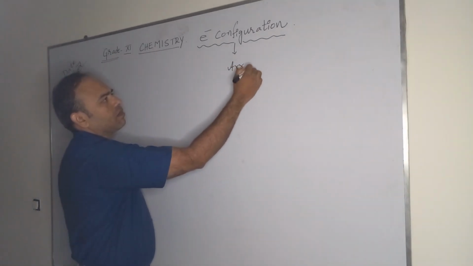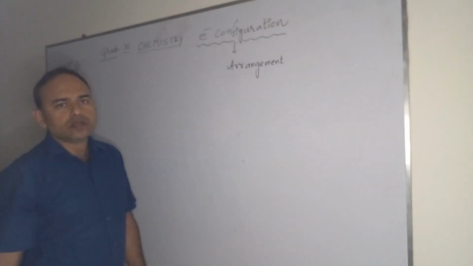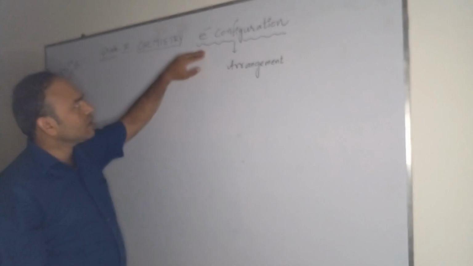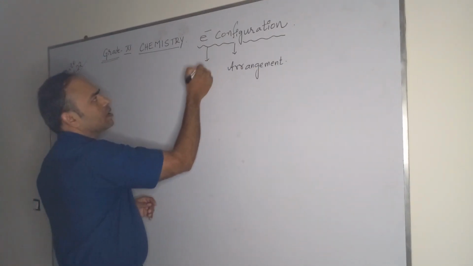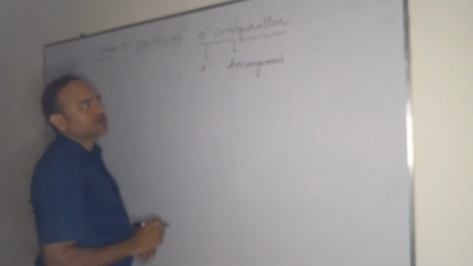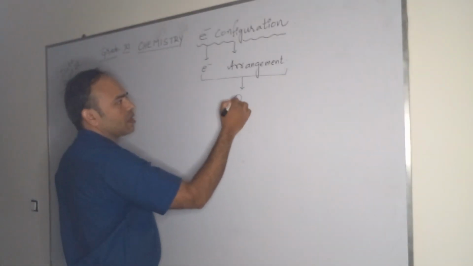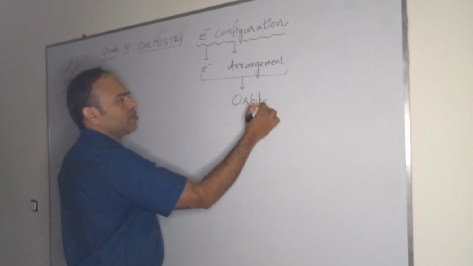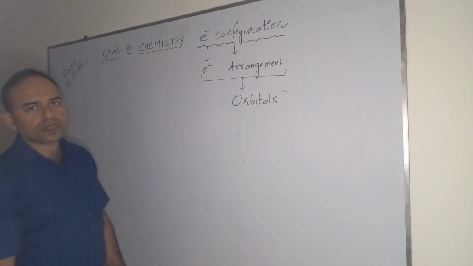Configuration means arrangement. So arrangement of, here we are talking about electrons. So therefore we can say that arrangement of electrons. And where are we arranging these electrons? We are arranging the electrons in orbitals.